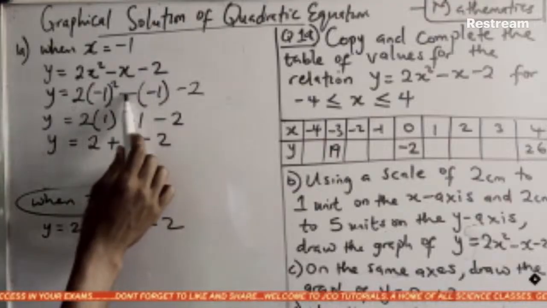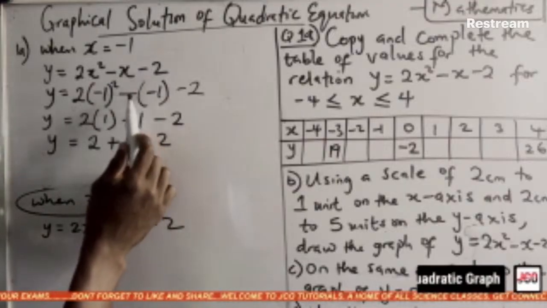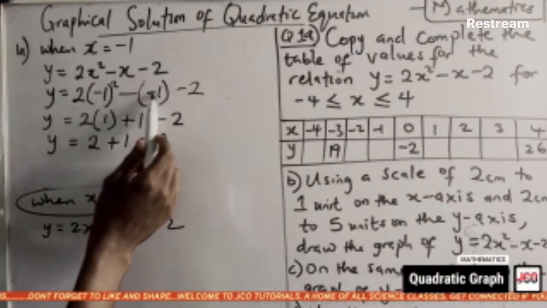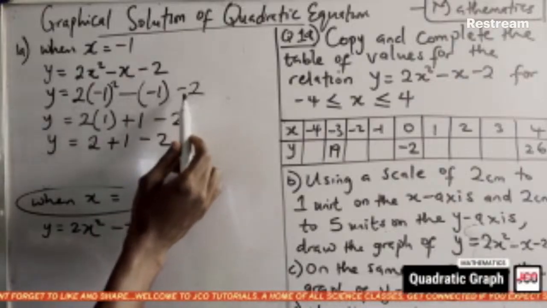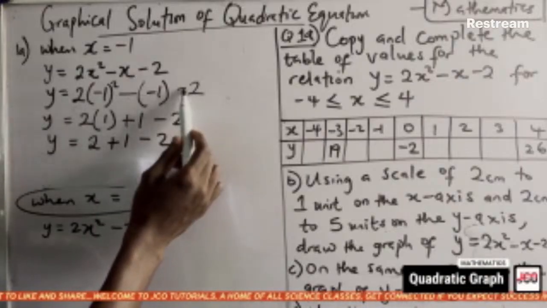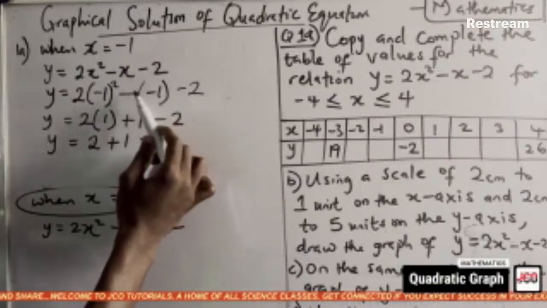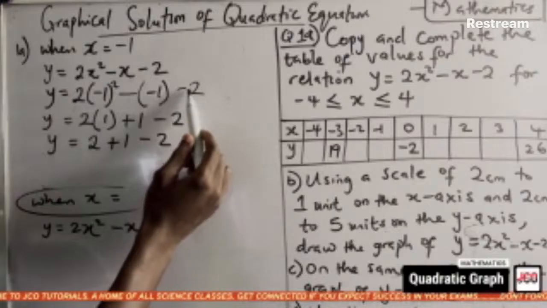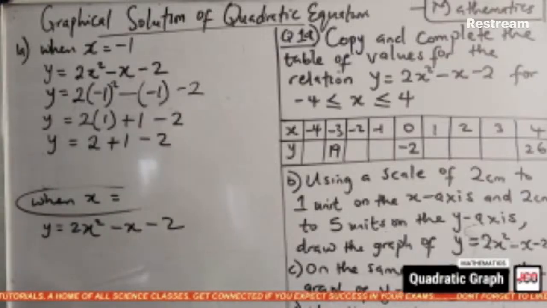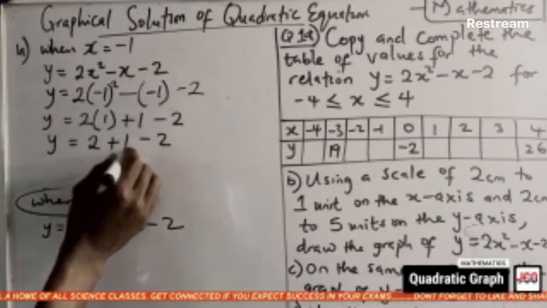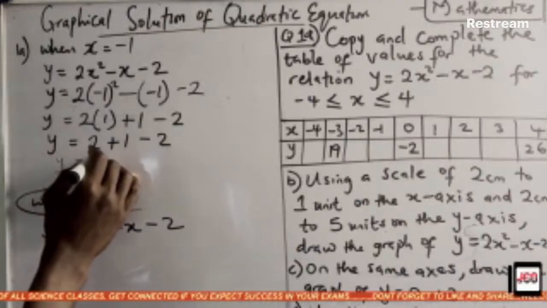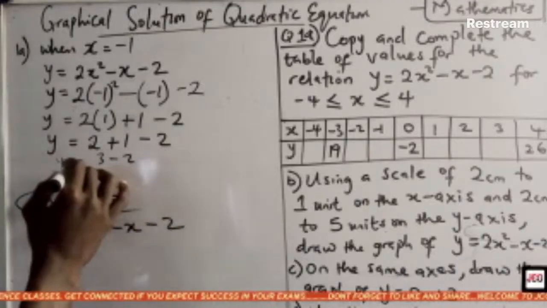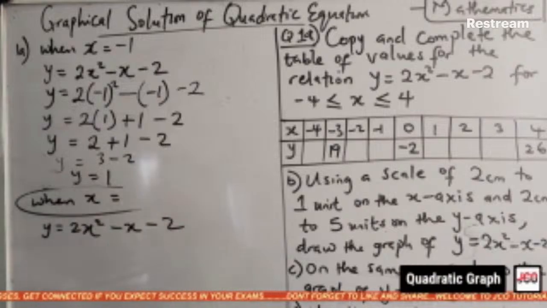Please take note, I did minus and minus here because this is a bracket. Brackets multiply themselves. But this is -2. You will not go and do minus times minus. No. This is not multiplying this. This is -1, then on its own, you have -2. So they're not multiplying themselves. 2 plus 1 is 3. Then 3 minus 2 gives me 1.